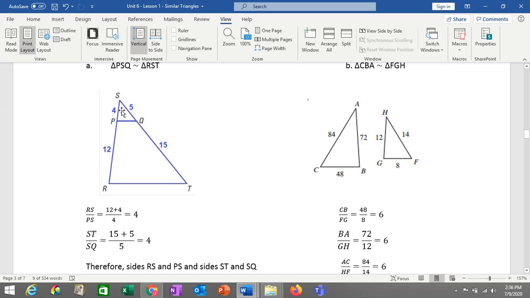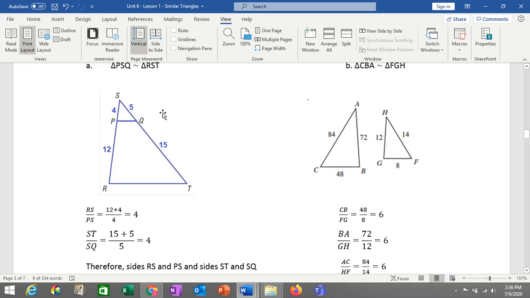So side PS is just this little part here, that's 4. And side RS is the whole thing. So it's not just 12, it's 12 plus 4. It's the whole line. So 12 plus 4 is 16. And this is 4. So if we look at the ratio, we do the larger one divided by the small one. So 16 divided by 4, and that gives us 4.